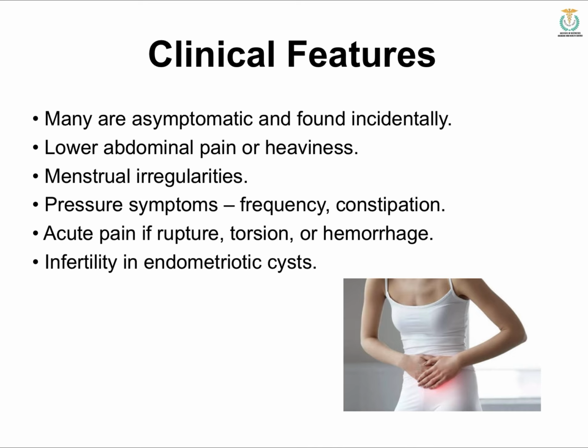Many times patients will not present with any symptoms. Many cases are asymptomatic and found incidentally. But some patients may have clinical features like menstrual irregularities, lower abdominal pain and heaviness, pressure symptoms, and acute pain if ruptured. Once the cyst ruptures, it becomes an emergency case, so you have to treat accordingly. These are the clinical features of ovarian cyst.